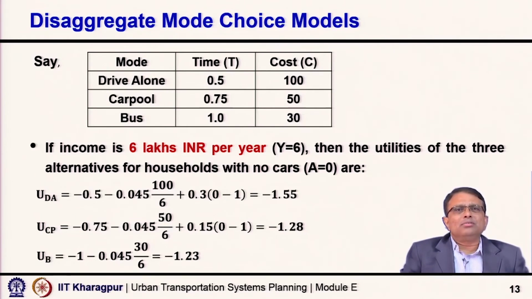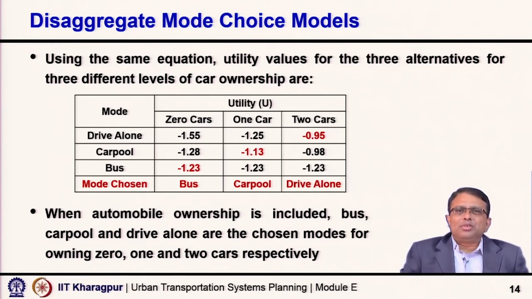Okay. These three alternatives are for all people where A is 0, that means car ownership is 0, automobile availability is 0. Similarly, I can calculate it for a person who is having one car and also for a person who is having two cars. Look at this table, the remaining thing is very simple in terms of calculation. So, for 0 car, that means those who do not have a car, that kind of individual is going to choose bus. With one car, the person is going to choose carpool, and who is having two cars, the person is going to choose drive alone.